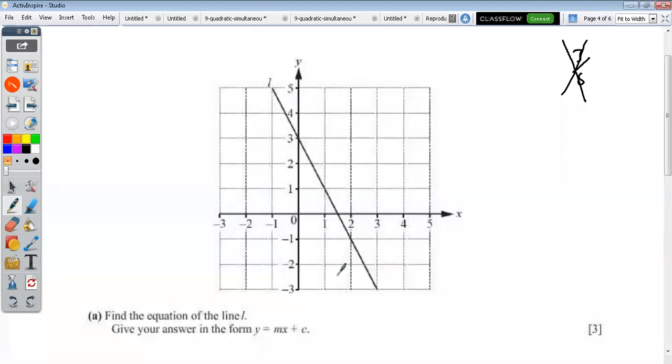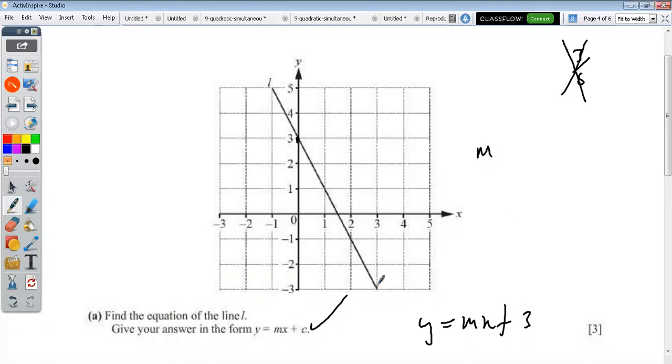Now, look at this. The equation of this line. What do I know straight away? What is my C? I know my C value there. Look at this. It's cutting at what? At 3. So it means Y is equal to mx plus 3 first. So the next thing is simply to find the gradient. So how do I find gradient?